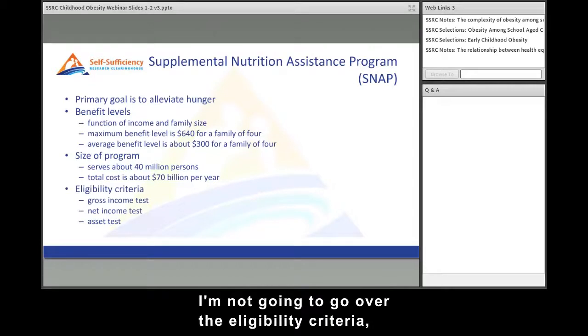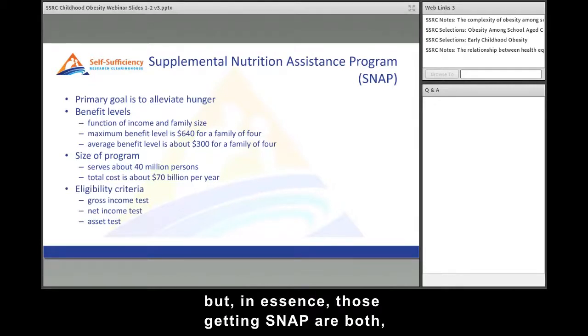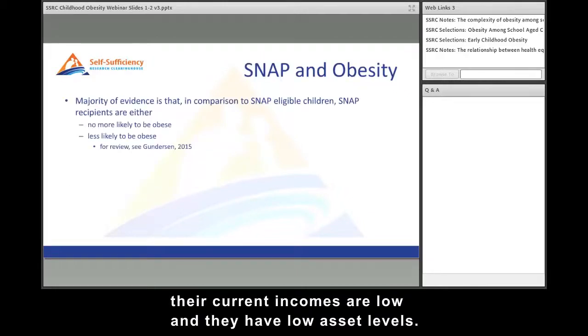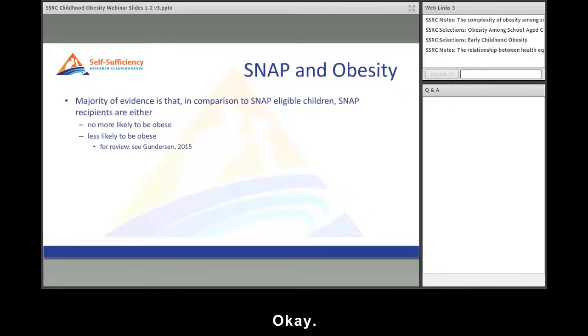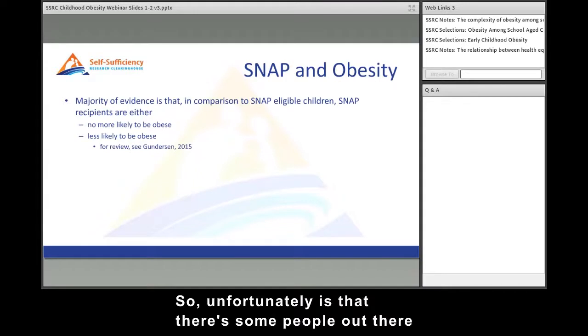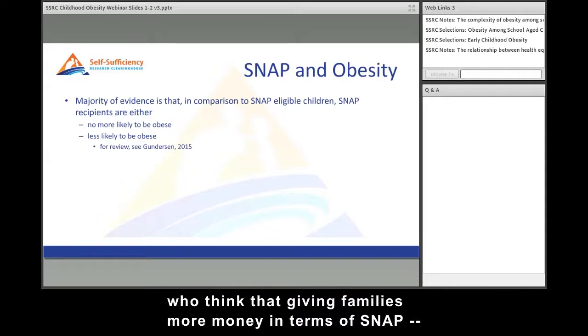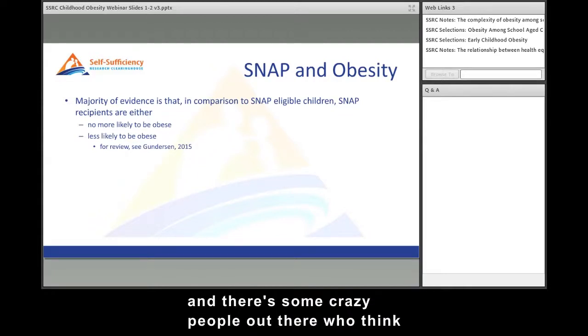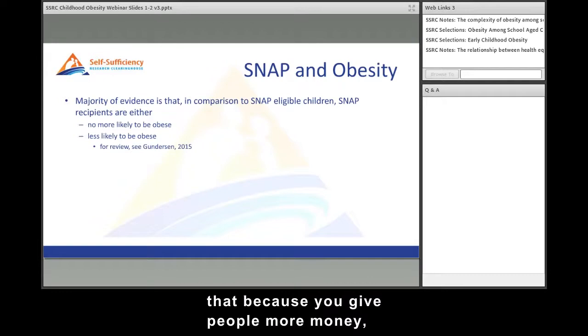Now, I'm not going to go over the eligibility criteria, but in essence, those getting SNAP have both current low incomes and low asset levels. Unfortunately, there are some people out there who think that giving families more money through SNAP, because if you don't have SNAP and then all of a sudden you get SNAP, you of course have more money, will make people more likely to be obese, and in particular children.